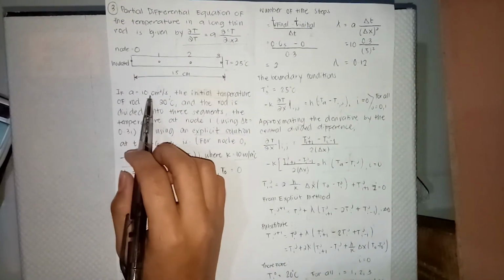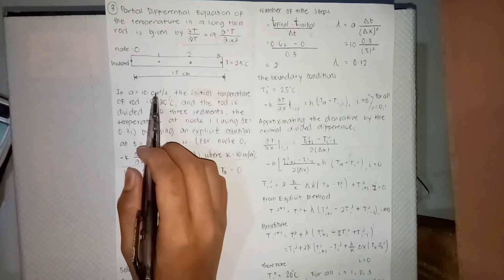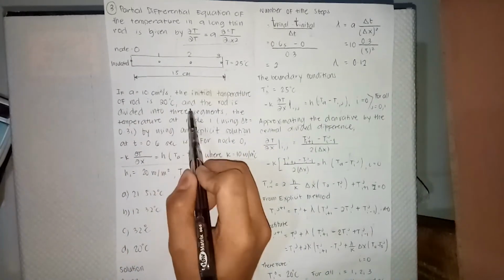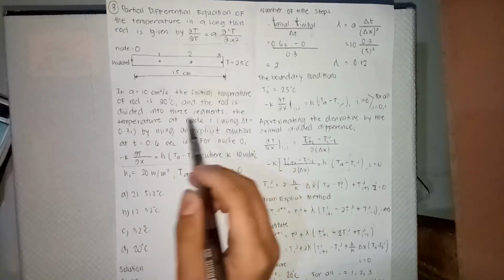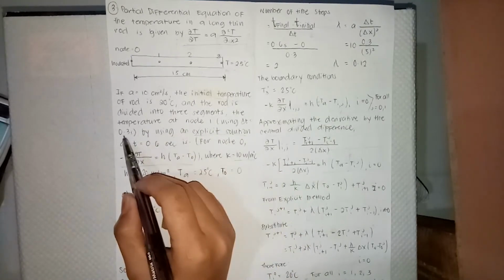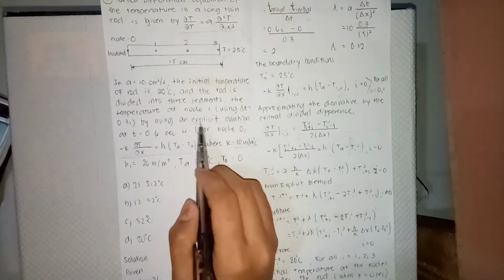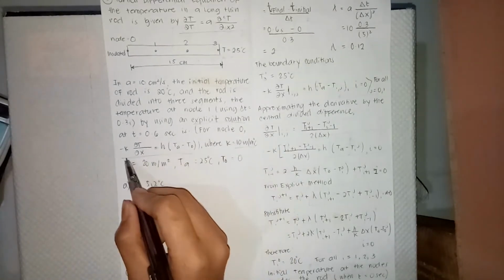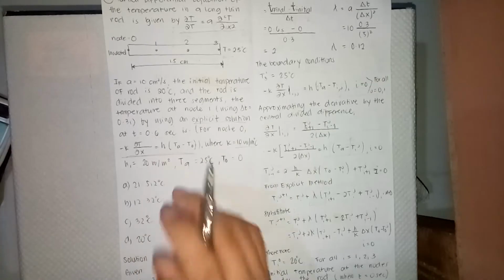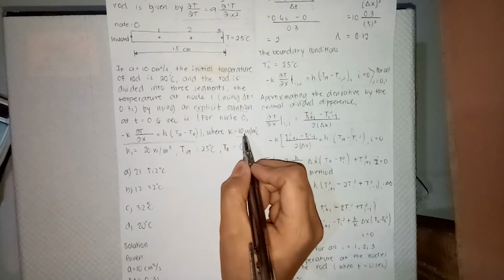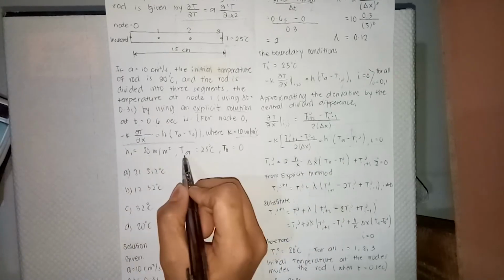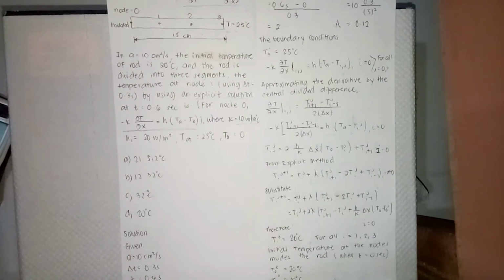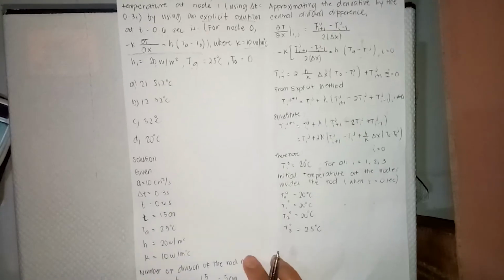If A is equal to 10 square centimeters per second, the initial temperature of the rod is 20 Celsius and the rod is divided into 3 segments. The temperature at node 1 using delta t of 0.3 seconds by using an explicit solution, so t is equal to 0.6 seconds for node 0. Let us also familiarize with our formula, where k is 10 and our h is equal to 20, and our final temperature is 25 and our initial temperature is 0. Before I tell you the correct answer, let us proceed to our solution.